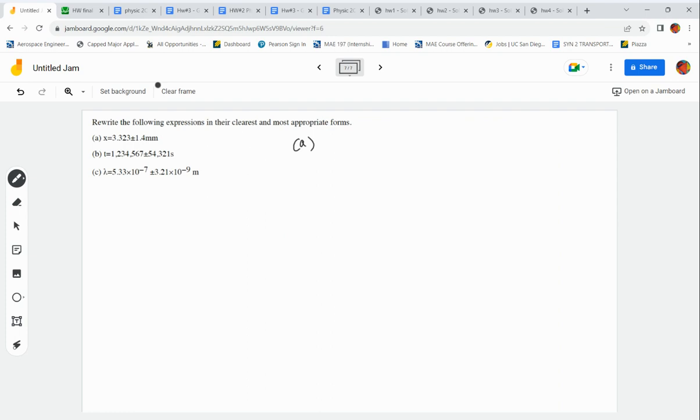So A, let's just see. So there's a 2-digit, that's correct. That's millimeter, that's okay. So I guess that's x equals 3.3 plus or minus 1.4. B is t equal, what is that? 1, 2, 3, 4, 5, 6, 7.